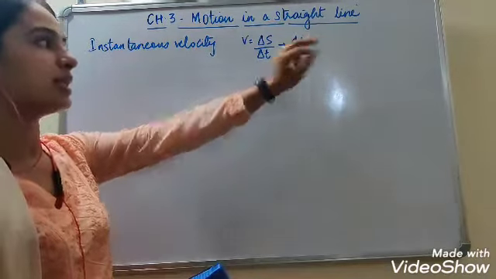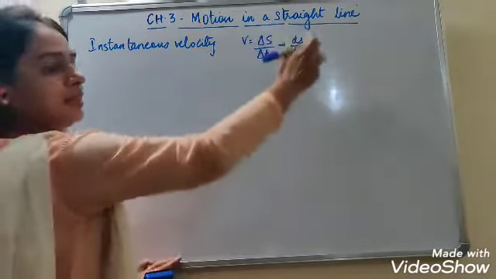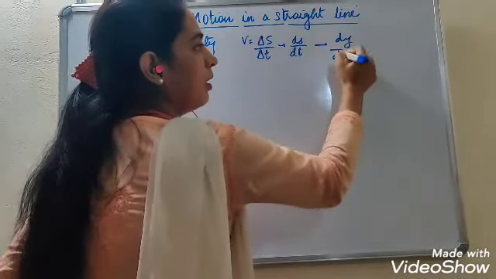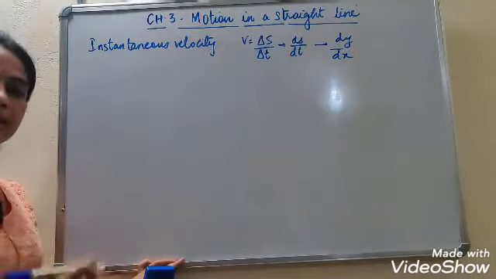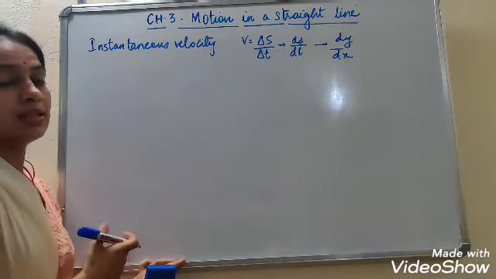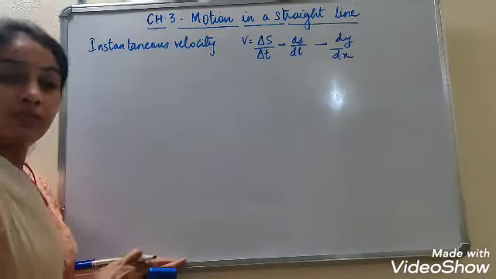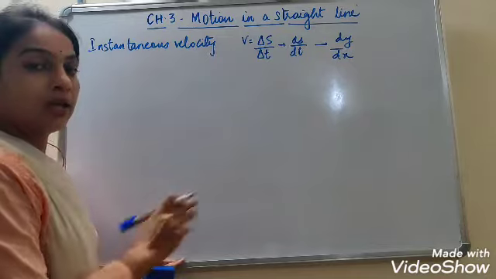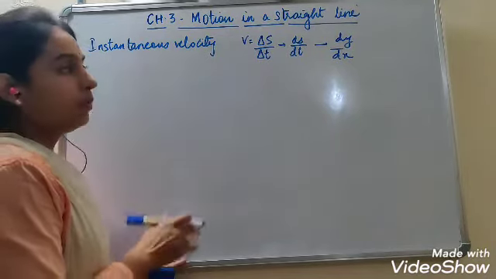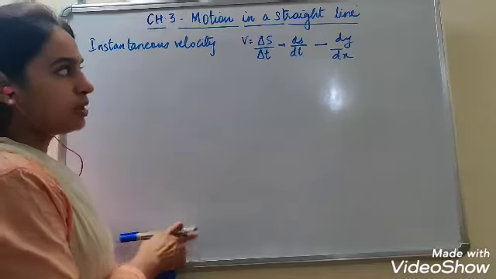Okay, so ds. Now this ds by dt is of the form dy by dx. Remember, we studied that dy by dx is the slope of the y versus x graph. This we studied when we studied differentiation, right? And if you have not viewed those videos on differentiation, please go back and watch them first.